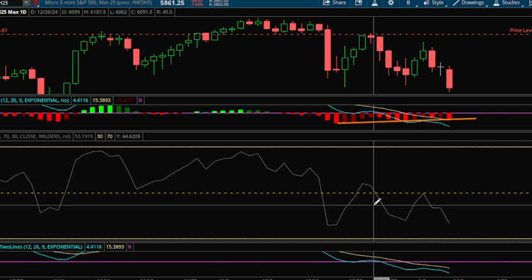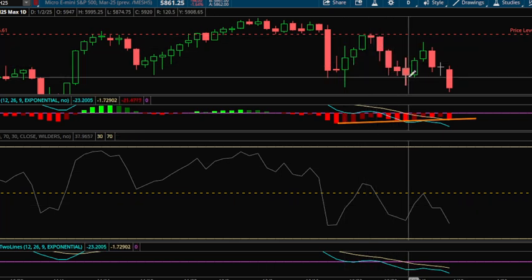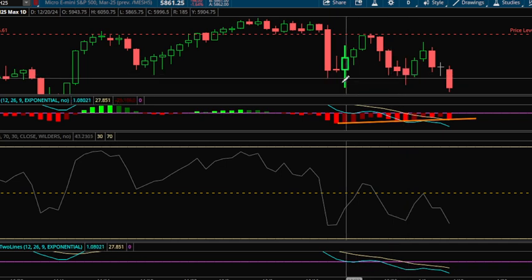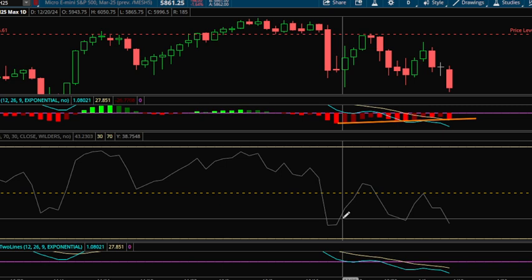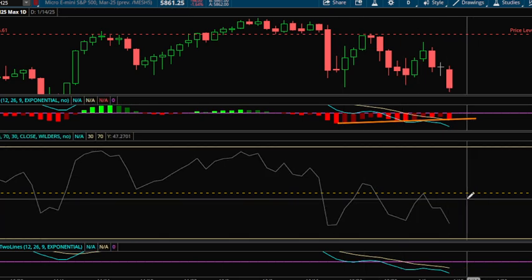Typically, triangle patterns will mimic, or the indicators will mimic the price action of the triangle. So you see an A, B, I labeled it out earlier in A, B, C, D, E, right? A, B, C, D, looking for an E wave up. If you go to the RSI, A, B, C, D, looking for an E wave up.